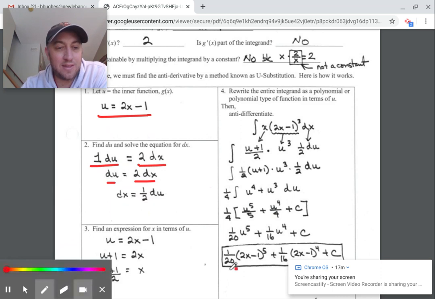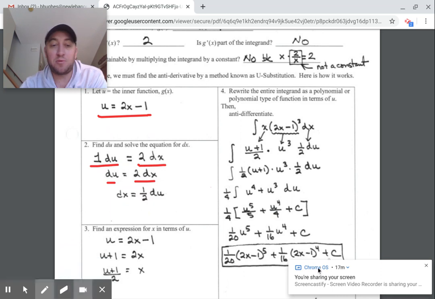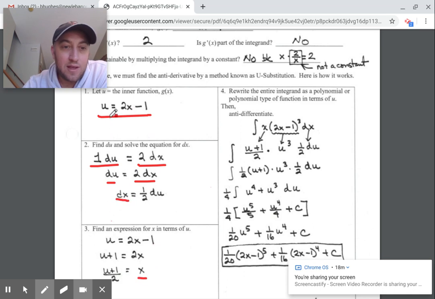Then the last thing that I need to do is find an expression for x in terms of u. So I'm going to go back, working really with this inner function again, and I'm going to rewrite that inner function in terms of u. So add 1 to both sides, divide by 2, we get u plus 1 over 2. So now I have an expression for x, and I have an expression for dx, and we have an expression for really this inner function.